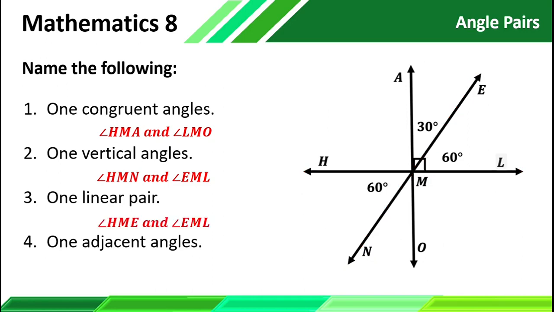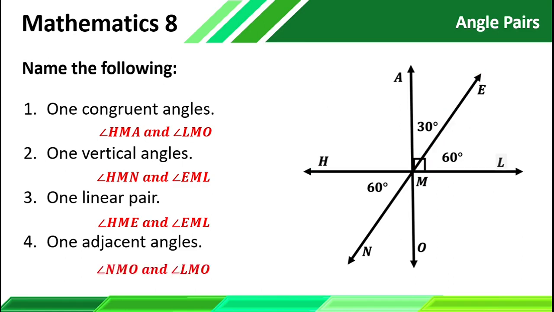Next, let's name one linear pair. The best example of this one is angle HME and angle EML. As you can see here, angle HME and EML is a linear pair because they are both adjacent and they are supplementary. They are adjacent because they share a common side, which is side ME, and they are supplementary because 120 plus 60 is 180 degrees.